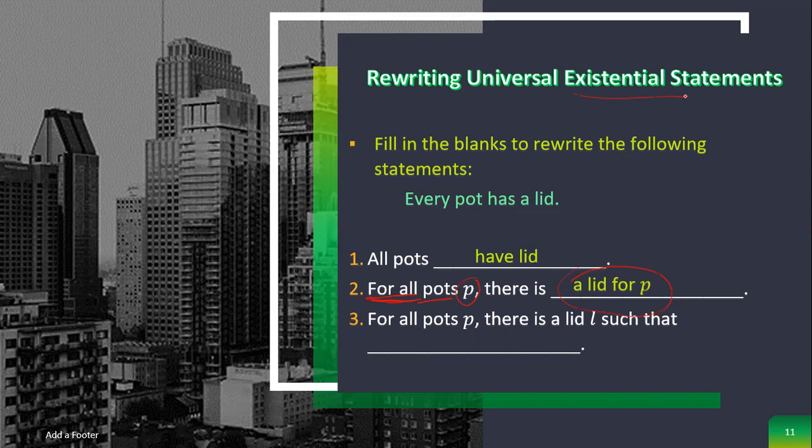So next, for all pots P, there is a lid L such that, so your answer should be L is a lid for P. So we make use of 2 variables here, P and L. L denotes the lid and P the pots. Again, we make use of "for all" here, that is universal, and the existence of a lid for every pot, so that is existential.